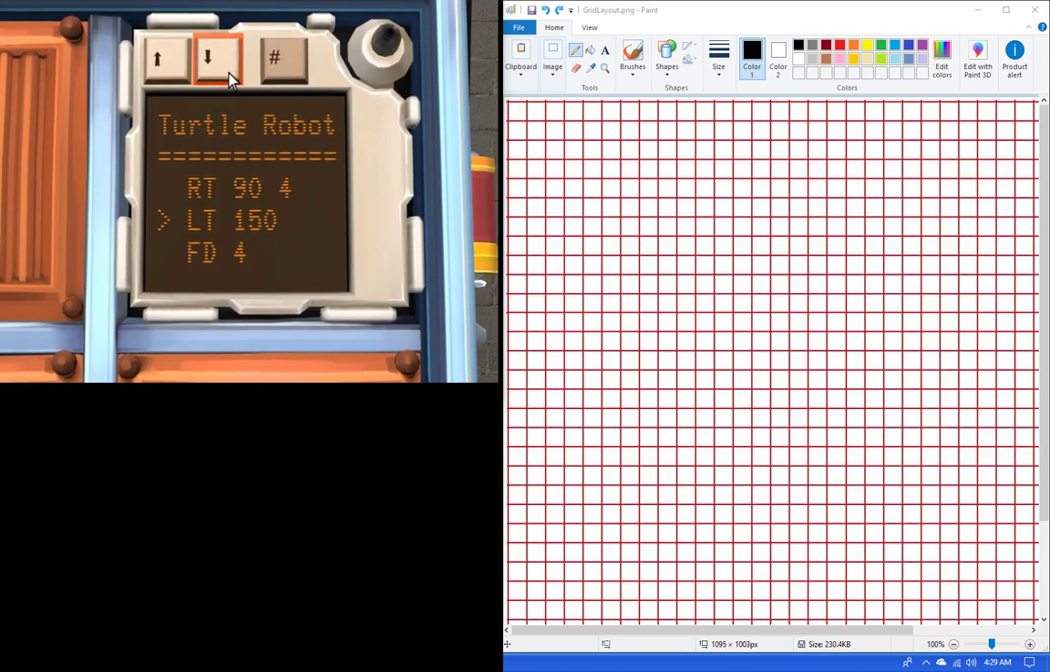Let's start with something simple. I can tell right now that it's going to rotate LT 150. Say if I was facing in the forward direction, I need to rotate 150. It'll be more like going down, and I go forward 4. So something like around here.